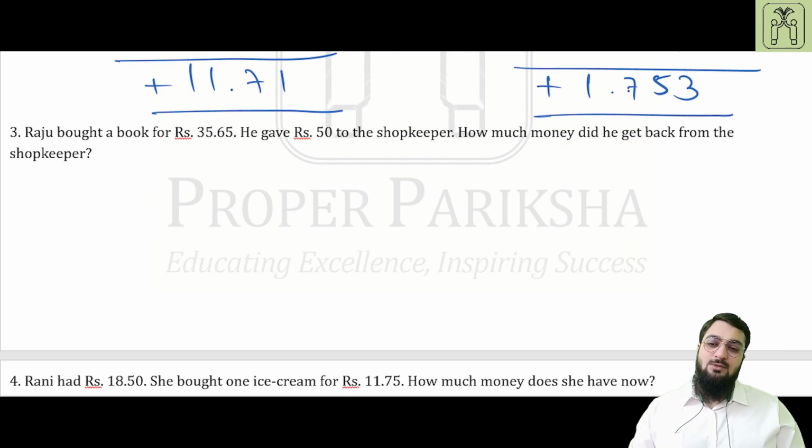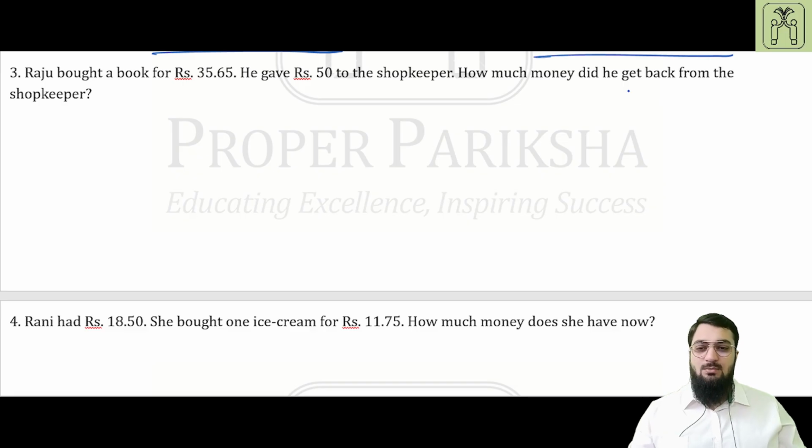Coming to question number 3. Raju bought a book for rupees 35.65. He gave rupees 50 to the shopkeeper. How much money did he get back from the shopkeeper?